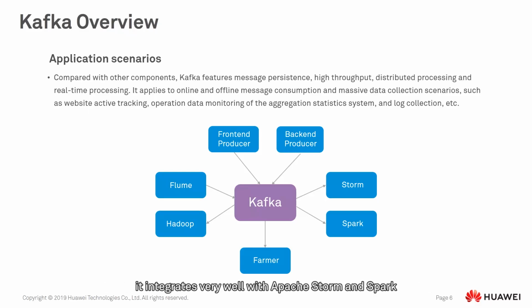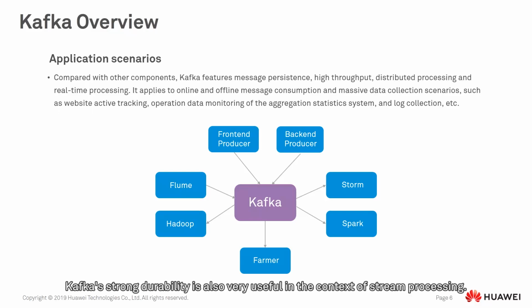Besides, it integrates very well with Apache Storm and Spark for real-time streaming data analysis, which refers to a process where popular frameworks such as Storm and Spark Streaming read data from a topic, process it, and write processed data to a new topic, where it becomes available for users and applications. Kafka's strong durability is also very useful in the context of stream processing.